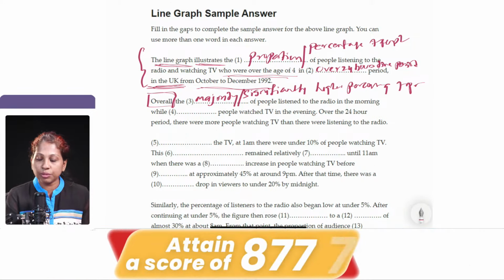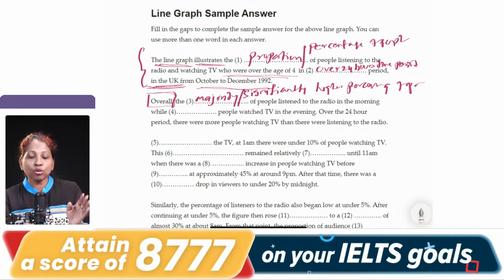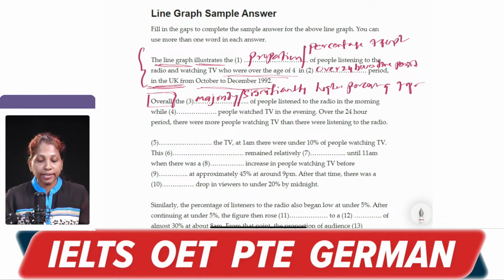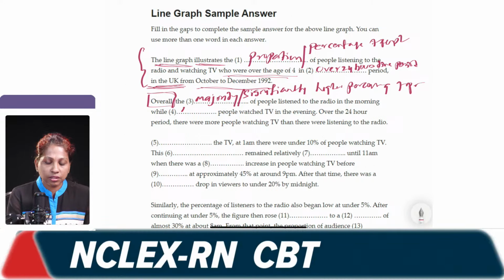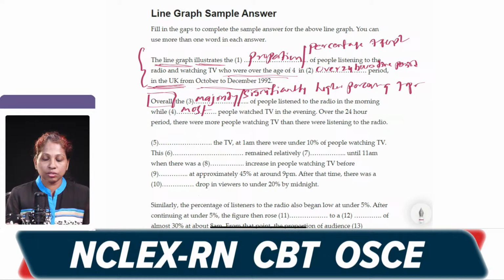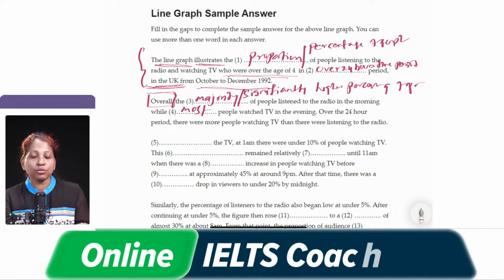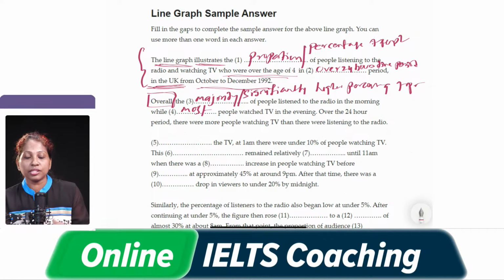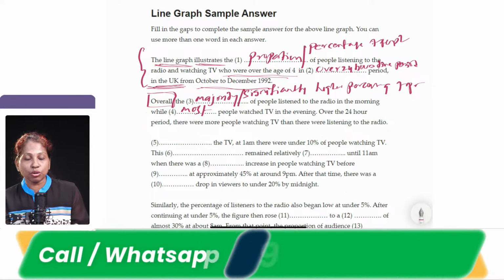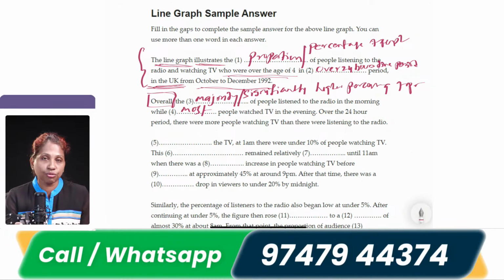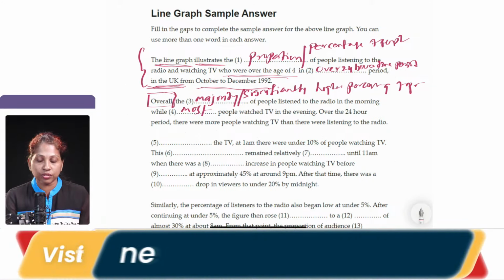Okay. So either you write: overall, the majority of people listen to the audio in the morning, while most people watch television in the evening. Or you can write: overall, a significantly higher percentage of people listen to the radio in the morning, while most people watch television in the evening. That completes your first overview point, right?